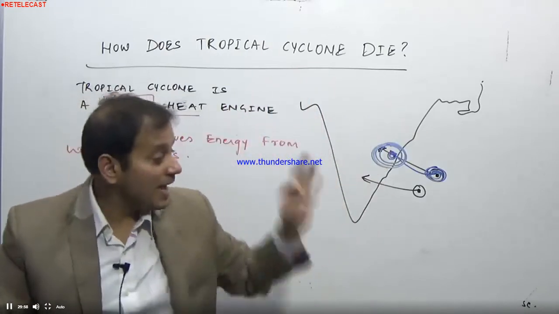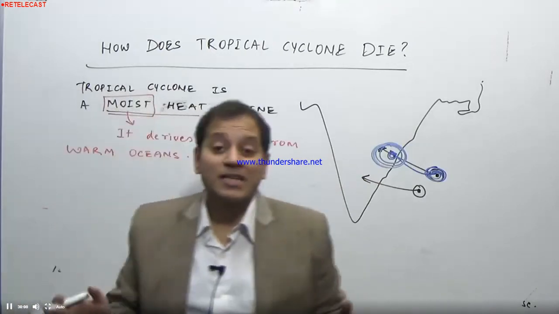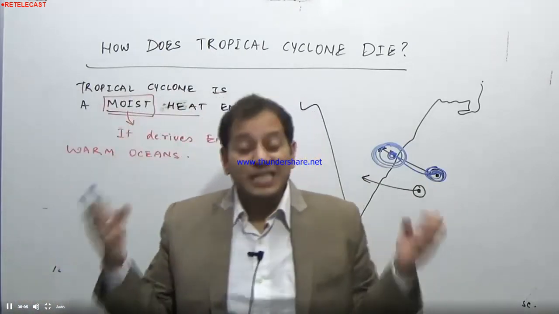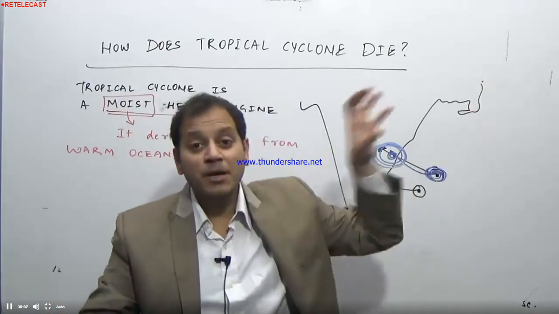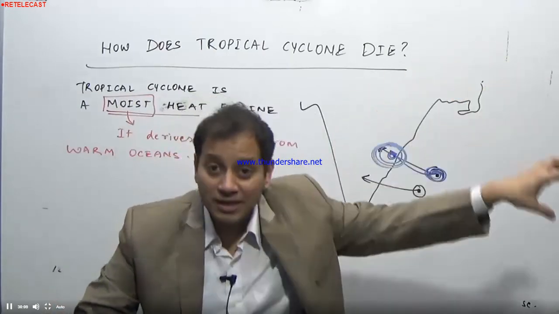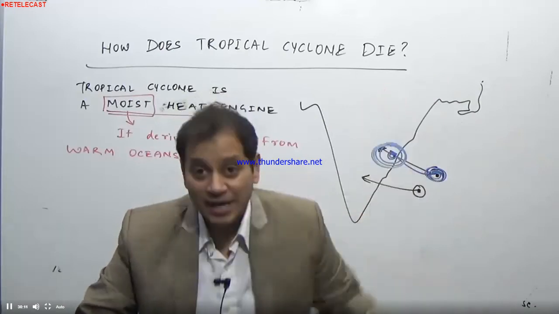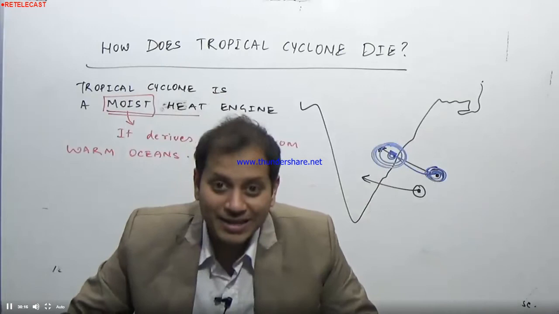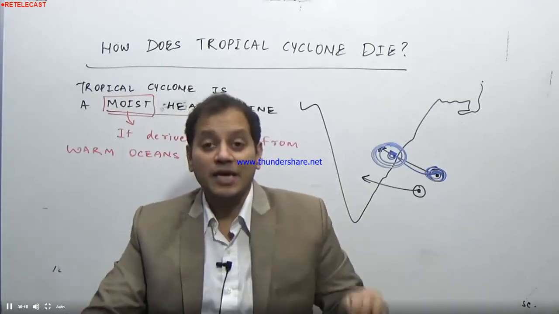So what can we say? As soon as the tropical cyclone makes a landfall, this is a geographical term which signifies the central part of a tropical cyclone coming on the land, it is known as a landfall. The tropical cyclone has made a landfall. As soon as it comes on the land, the tropical cyclone dies.